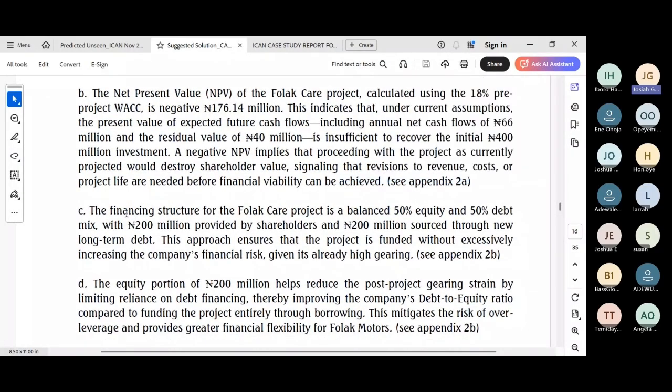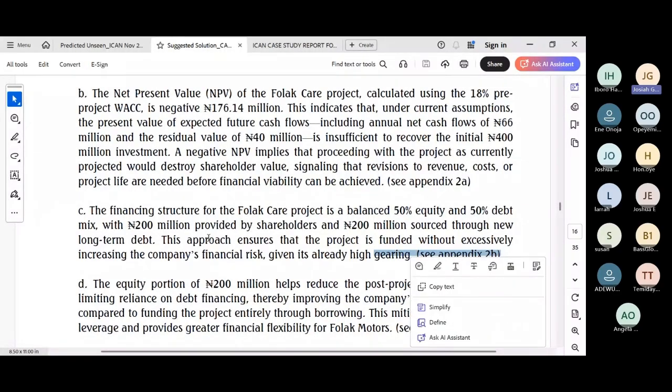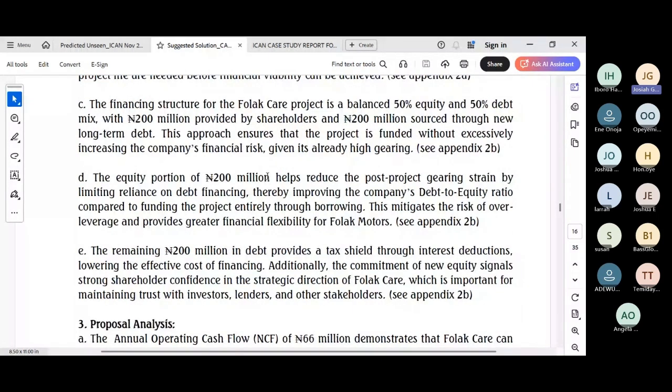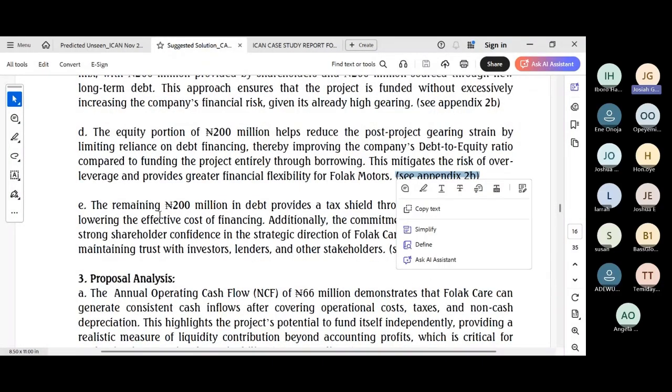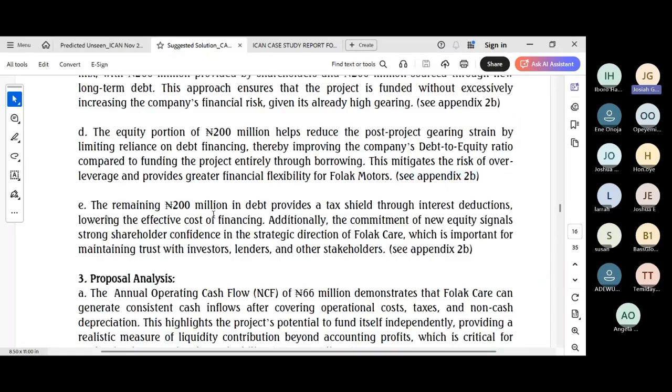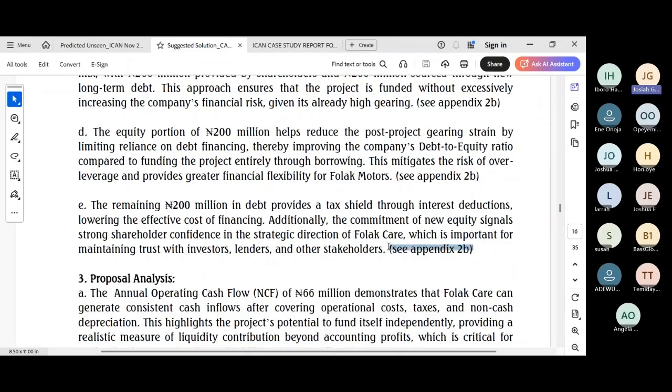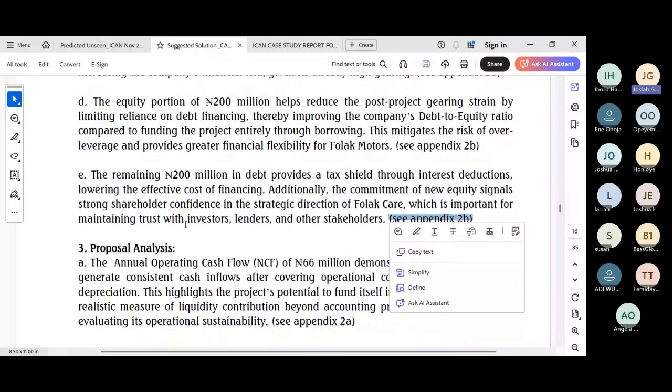Number 3, we're talking about the financing structure of balancing 50-50 and what it could do, looking at the company's financial risk, given its already high gearing. We talked about this 50-50 as provided in the analysis in appendix 2B. We also said the equity portion of 200 million helps to mitigate the risk of over-leveraging and provides greater financial flexibility for Folak Motors. See appendix 2B. We also said the remaining 200 million in debt is important for maintaining trust with investors, lenders, and other stakeholders. So the mix of equity and debt will help to stabilize the capital structure of the firm.